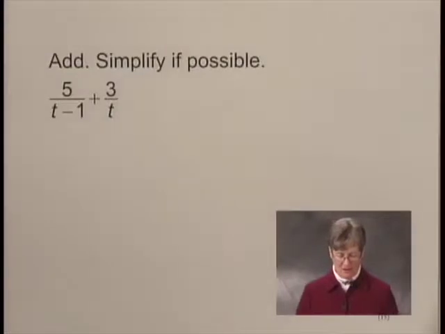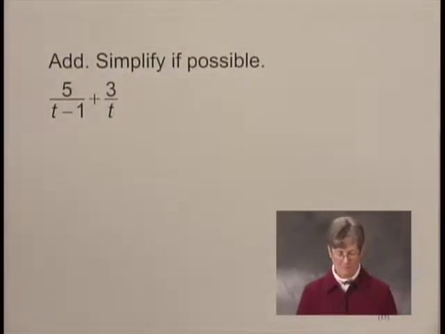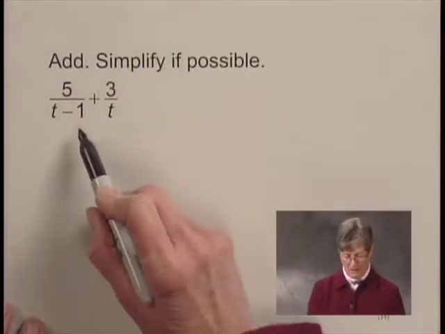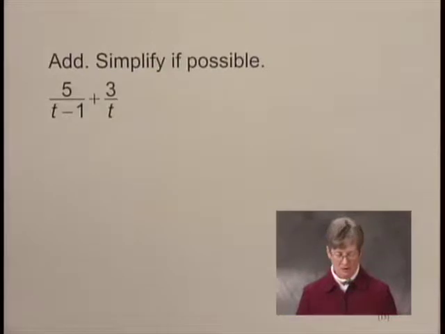We're going to add rational expressions and then simplify if possible. The addition that we're doing is 5 over t minus 1 plus 3 over t. And first of all, we observe that the denominators are different, so we need to find the least common denominator.